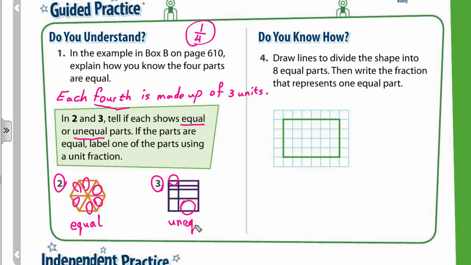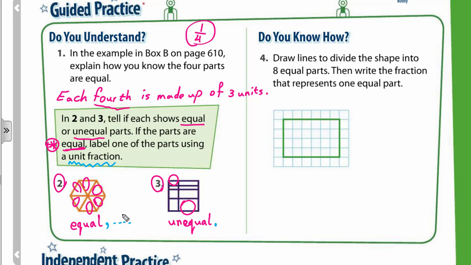Unequal. Great. Okay, the question asks us, when it's equal, we need to do something else. We should label one of the parts using a unit fraction. So we will do this for question number 2, but we will not do it for question number 3. Why? Because question number 3 is unequal, but in question number 2 it's equal. Okay, let's do this for question number 2.